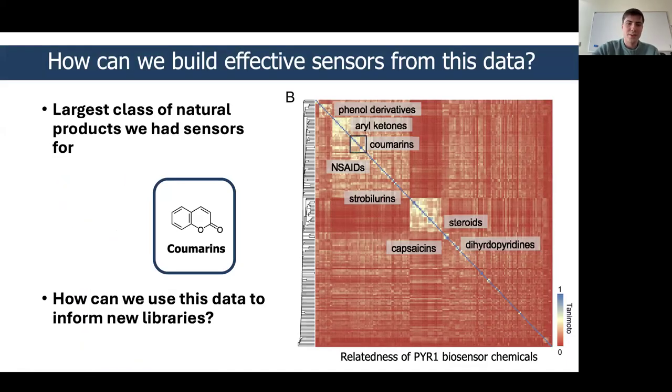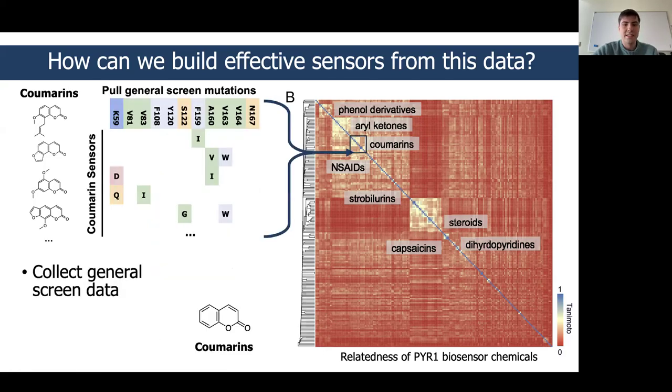So we started with coumarins. Coumarins represented the largest class of natural products that we had sensors for, so it seemed like a reasonable place to start, and a place that we thought we could have a lot of success in immediately, at least to improve sensitivity of these sensors. And so we were wondering how we could use the data to inform new libraries.